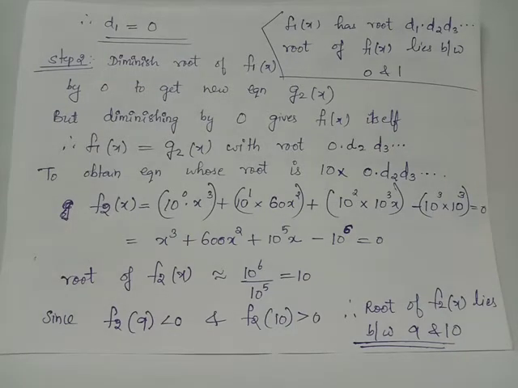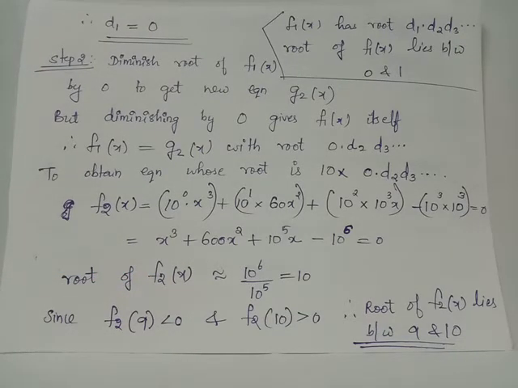When you multiply g2 of x using powers of 10, we will arrive at a new equation f2 of x whose root will be of the form d2.d3, d4, etc. We have f2 of x equals 10 raised to 0 multiplied to x cube plus 10 raised to 1 multiplied to 60x square plus 10 square multiplied to 10 cube x minus 10 cube multiplied to 10 cube. Thus, we obtain f2 of x equals this expression.